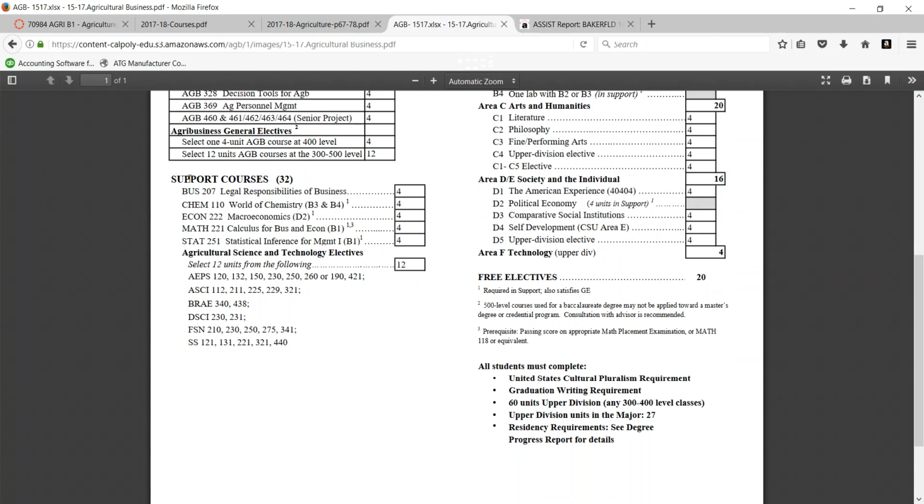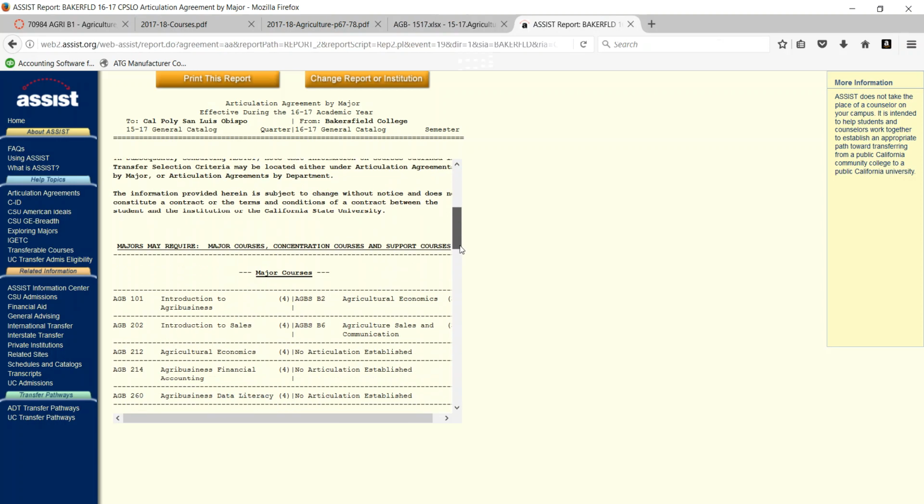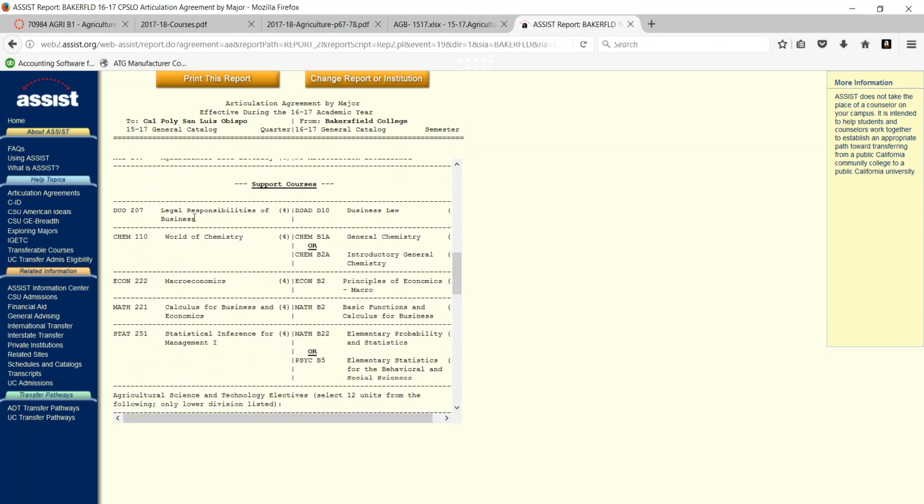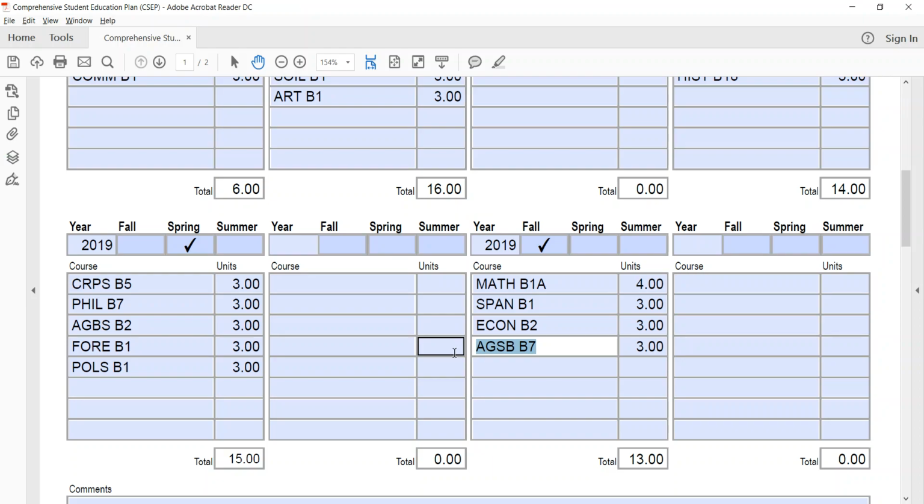So if we go down here and look at these support classes, well, guess what? We have business law. So we need to go to assist.org to see if they have that business class, which I think we already did. This business 207, we can take business B18 here at Bakersfield College and it counts. So that's business law. So I'm going to put in here business B18, and that's a 3-unit class. Now we're up to 16 units. And even though we had to come here an extra semester, we saved ourselves pretty much almost an entire quarter at Cal Poly by taking these 3 extra classes.